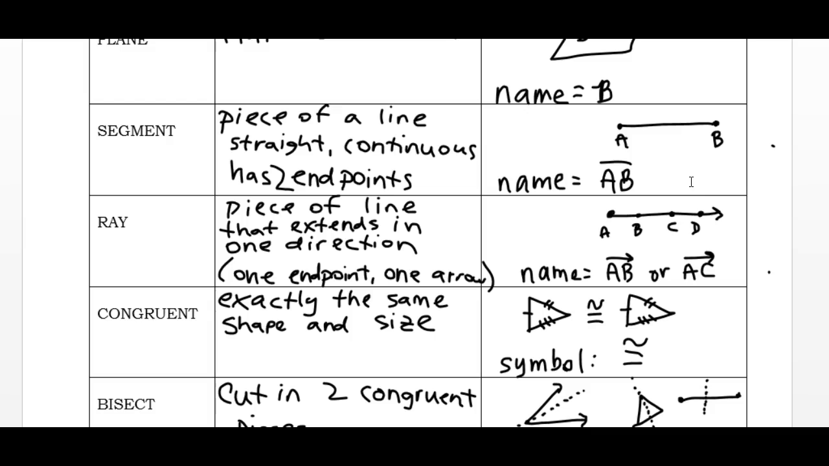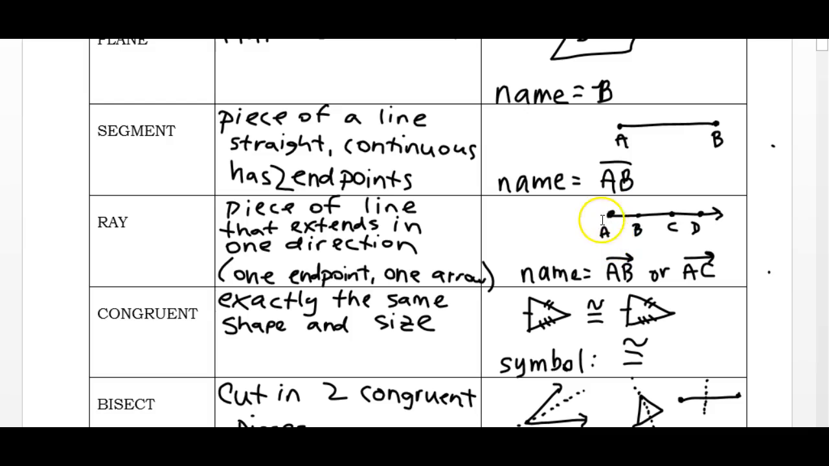The next term is ray. A ray is another piece of a line, but it extends in one direction. So it has an endpoint on one end, and it has an arrow on one end. And again, you can have as many points labeled as you want on that line, on that segment, on that ray, but when we name them, we always want to use two of the letters.